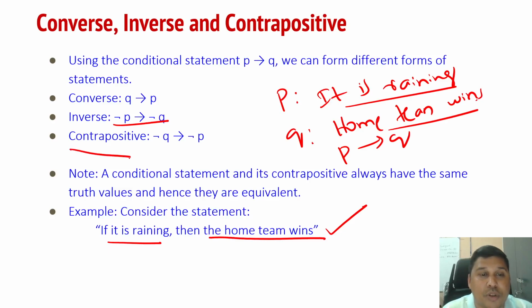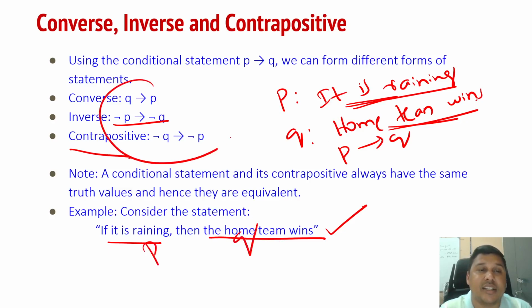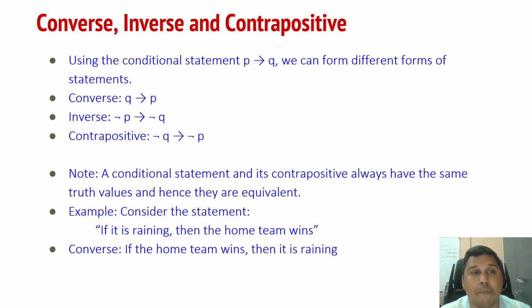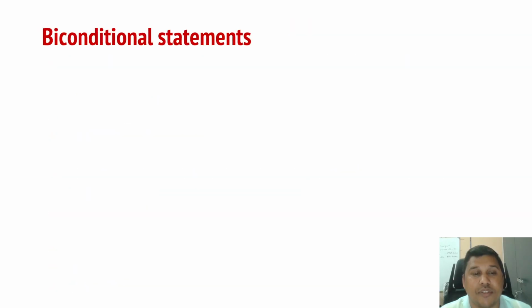What is the contrapositive for this? The contrapositive is negation Q implies negation P. That is, if the home team does not win, then it is not raining. So you have to understand what P is, what Q is, and just write the statements based on these equations. Okay, so these are the different solutions.